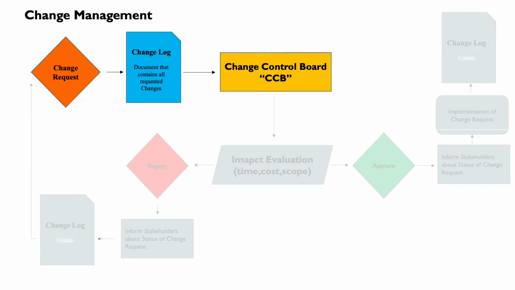Next, we need to assess this change to understand the value and potential impact, being positive or negative, right? The change request is further sent to the CCB, or Change Control Board. The Change Control Board is a board of experts from every department involved in the project. It could be the project manager, it could be the customer, the board of directors, stakeholders from other departments, and so on.